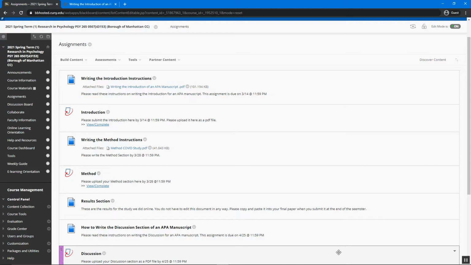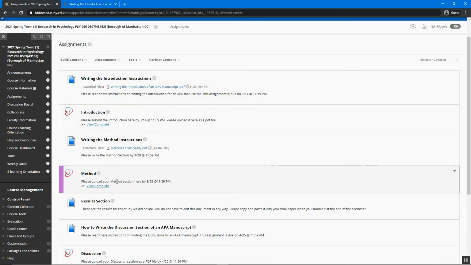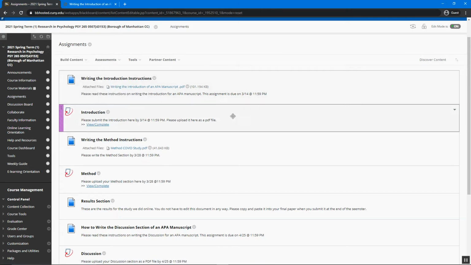So, the first thing you're going to do is go under Assignments in your Blackboard page, whatever section you're in. Go under the Assignments tab, and then under assignments, you're going to see the beginning, writing the introduction instructions. Then you'll see this submission site here and the due date. This is where you're going to submit the PDF file of the completed introduction.